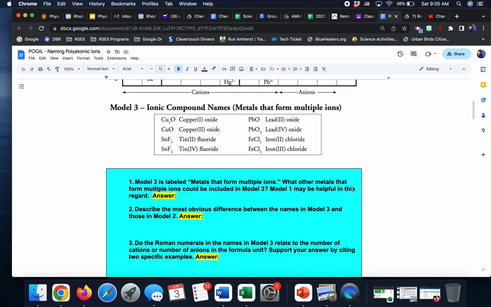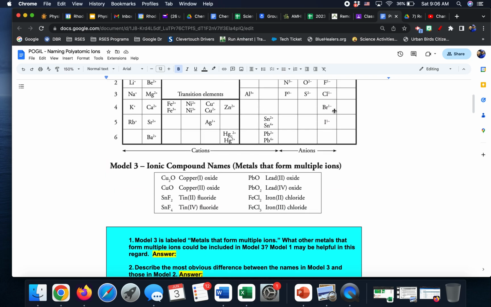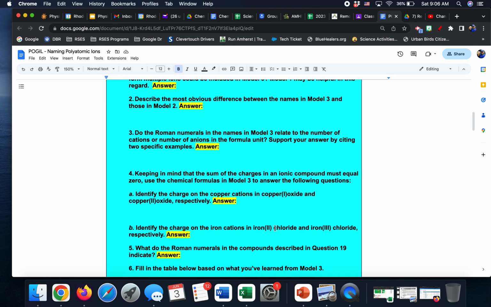Question 2 says, what's the most obvious difference between these names? And it says Model 2, which isn't here, but I'll remind you, Model 2 was just the normal names. Potassium chloride, sodium chloride, barium oxide, all those ones that just have the first element listed and the second one with an "ide." What's the difference here? Number 3 says, do the Roman numerals, these things, 1, 2, 3, and 4, relate to the number of cations or anions? So is that telling us how many cations or anions we have? So again, look at your chart, find if the first element listed is a cation or anion.